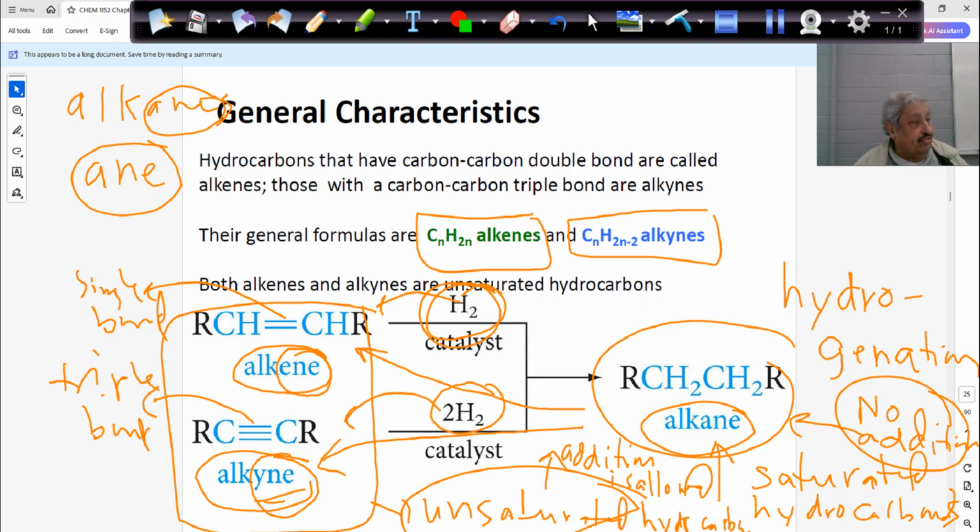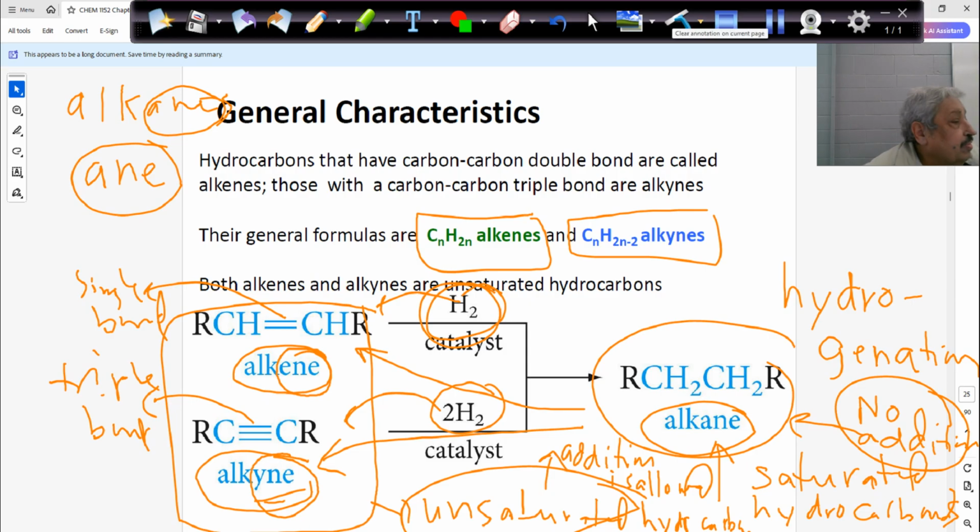Correct? So that's the difference. Alkenes, double bond, alkynes, triple bond, are called unsaturated hydrocarbons because you can add to them. You can open up those double bonds and triple bonds and add to them. But alkanes, no addition is allowed. You cannot add anything to it. Correct? If you add, that's a violation of the octet rule. Carbon's maximum bonding is 4. You cannot have 5. Okay, guys?